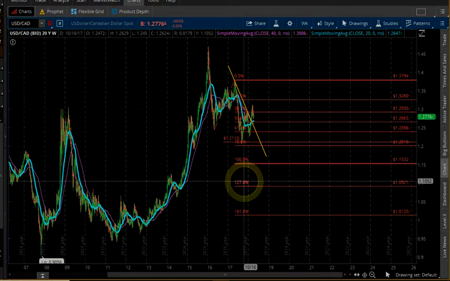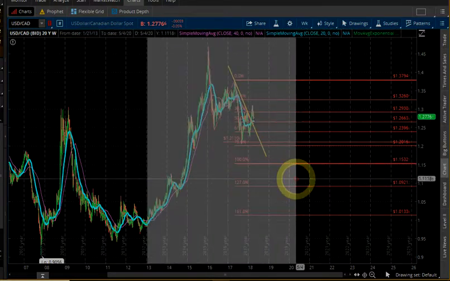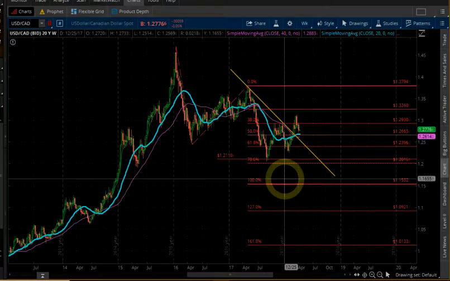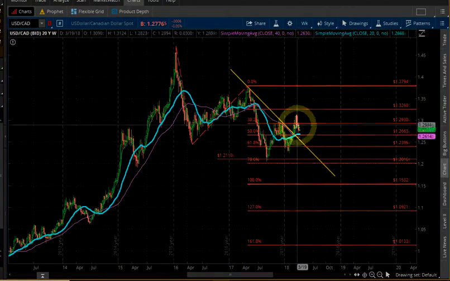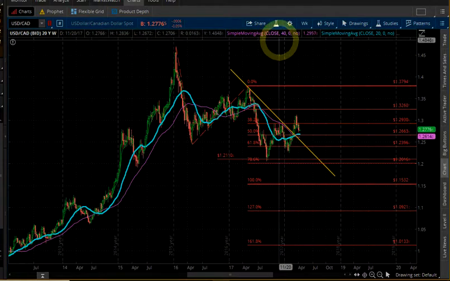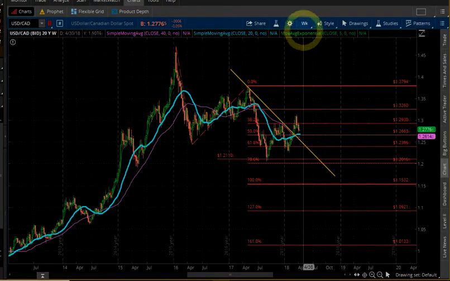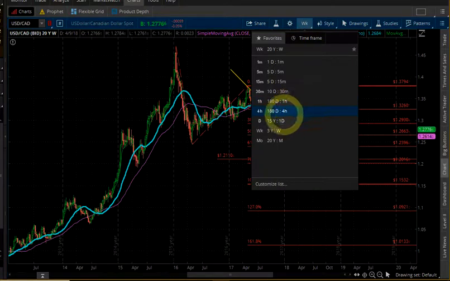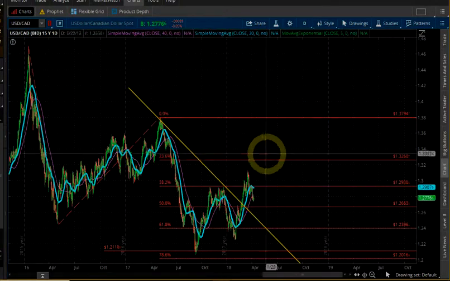All right, US dollar CAD. We talked about this the other day. The US dollar should be strengthening. We see we broke this downtrend line. We're pulling back. And let's look at a daily chart real quick and see what that looks like on a daily, because it may already look like an ABC.